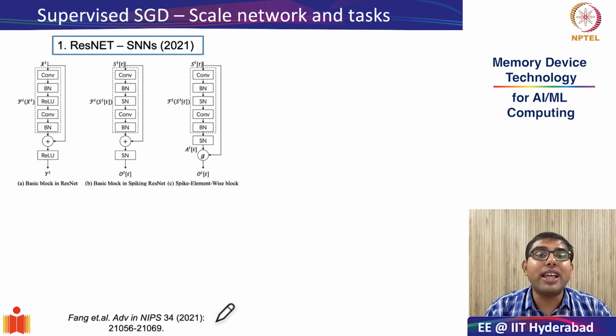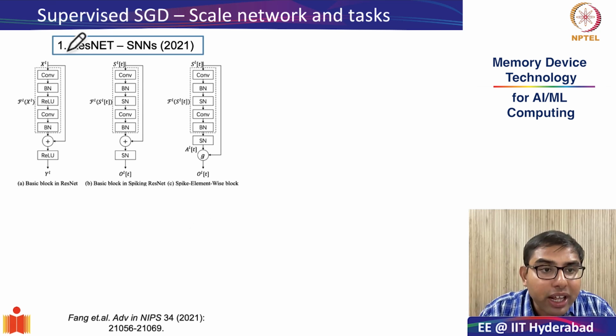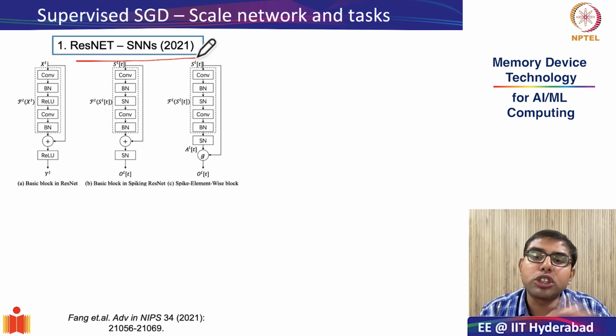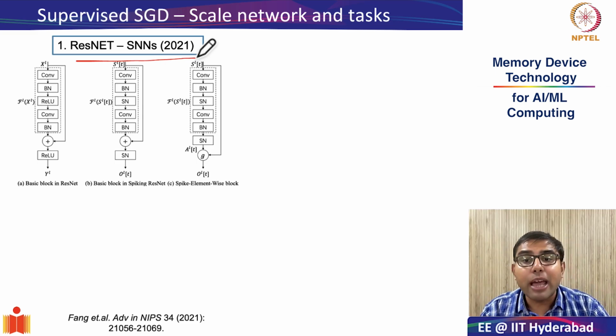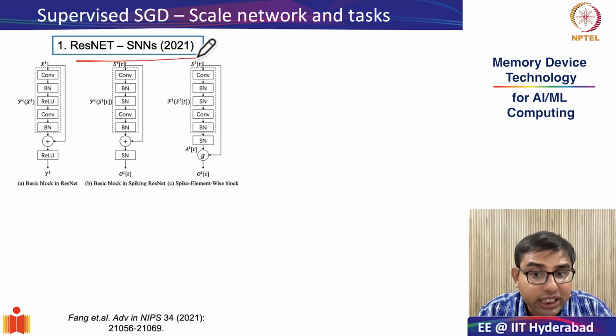Now let me explain that with two recent examples. On the left-hand side, you see a major milestone which came in 2021 with the work of Fang et al. Before this paper, most spiking neural networks were relatively shallow. Maybe they were just a few layers, because deep training was unstable and gradients tend to vanish. But this work completely changed everything.